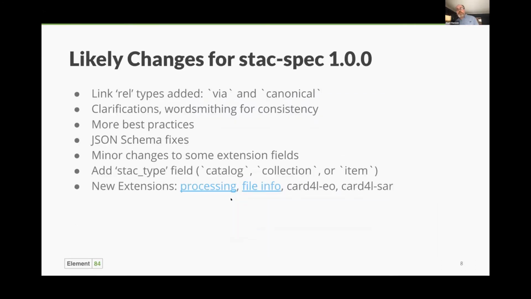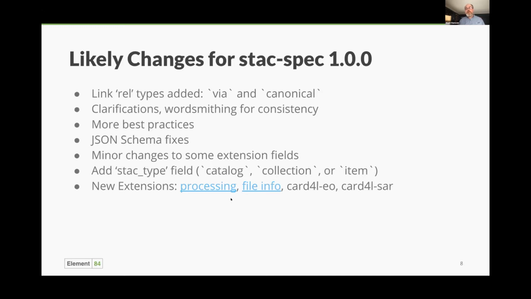So, likely changes before we get to a 1.0: what's going to happen between now and then? Can we expect some major differences? And the answer is not really. We've added some additional rel types for data provenance purposes, lots of clarifications, wordsmithing, and best practices has been a big push. It's actually not part of the spec that you have to do this, but what are the best practices? How should we do this? How should we organize our data? Lots of fixes to the JSON schemas, really trying to get those solid. Some minor changes to some extension fields, nothing in the core, but some extensions might have a field name changed.